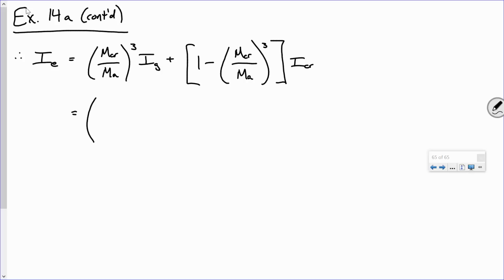So the cracked moment is 27.39 divided by 50. Remember that ratio is cubed, so when you calculate it, make sure you're taking that into account. And then that's times 8,000.